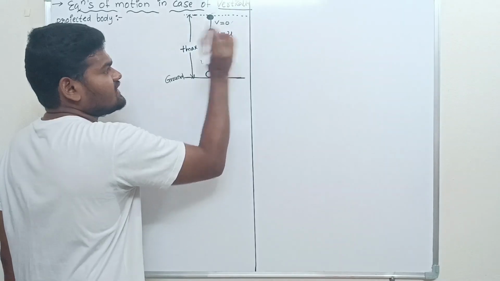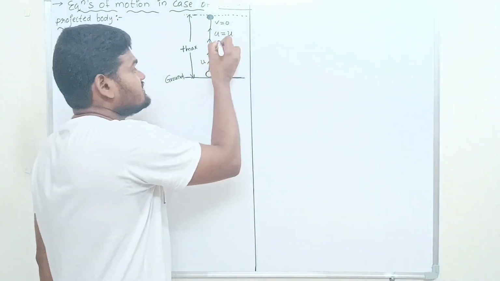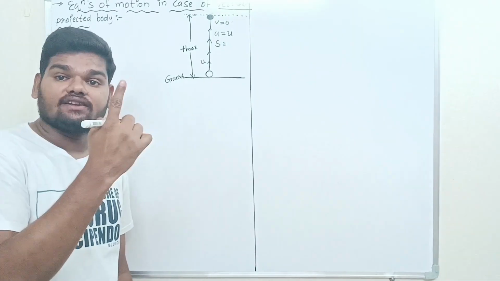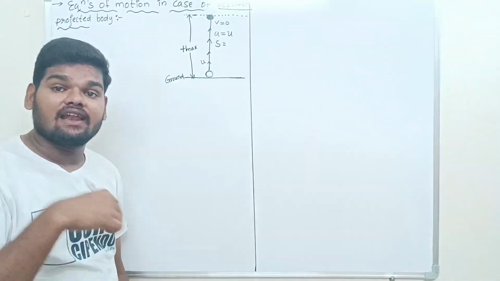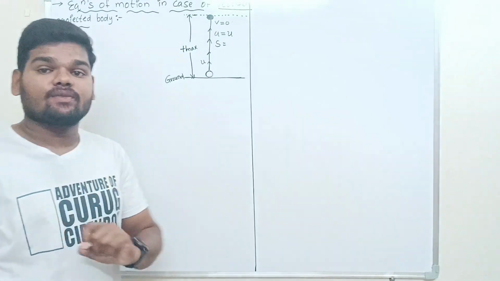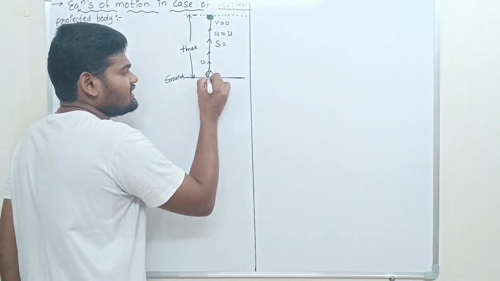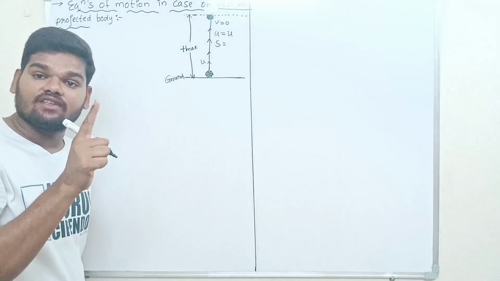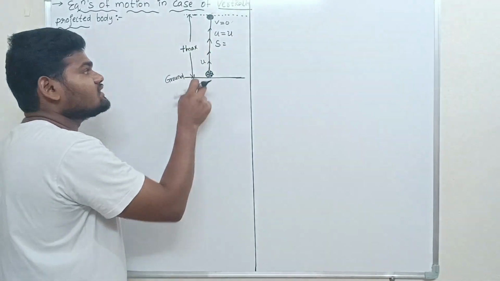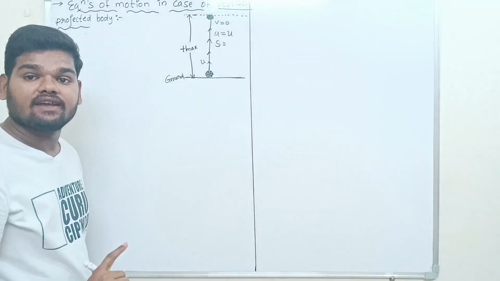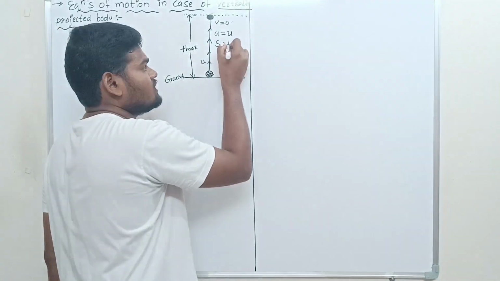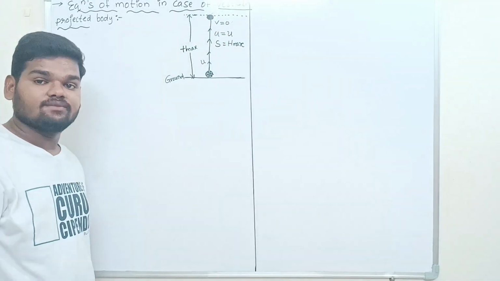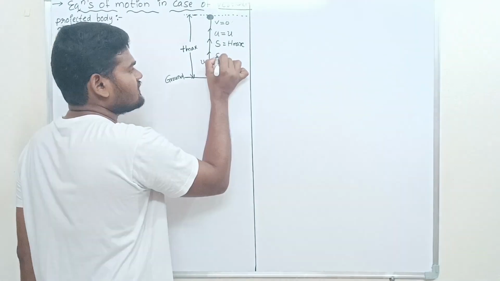The initial velocity of the object is u. What is the meaning of displacement? The shortest distance between the initial and the final position is called displacement. From this diagram, this is the initial position of the object and this is the final position. The distance between the two points is equal to h maximum. So the displacement of the object is equal to h maximum, the maximum height.